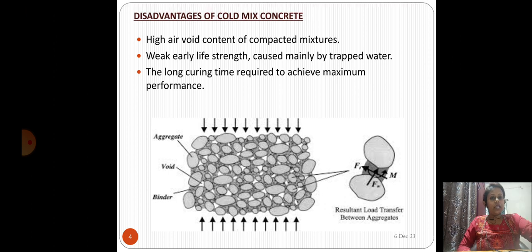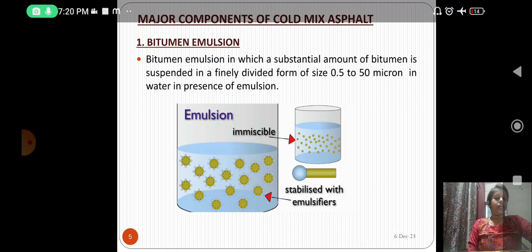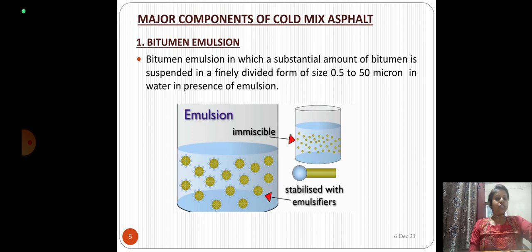Along with the advantages, there are major disadvantages associated with cold mix asphalt. The major disadvantages are high air void content of the compacted mixture, weak early strength mainly caused by trapped water, and the long curing time required to achieve the final strength. The major components of cold mix asphalt are bitumen emulsion, aggregate and water.